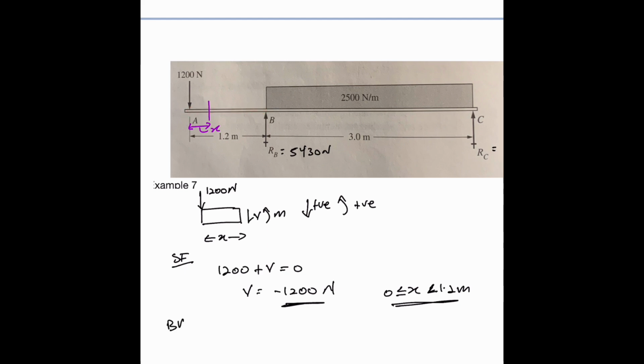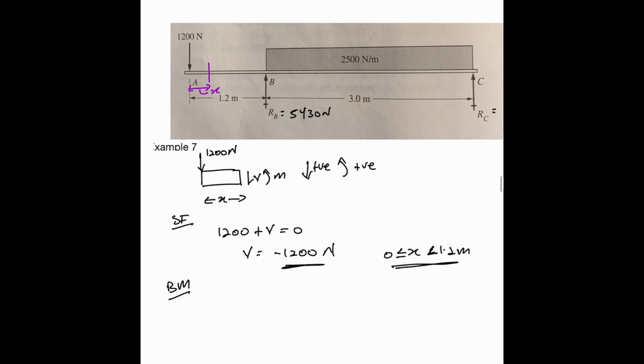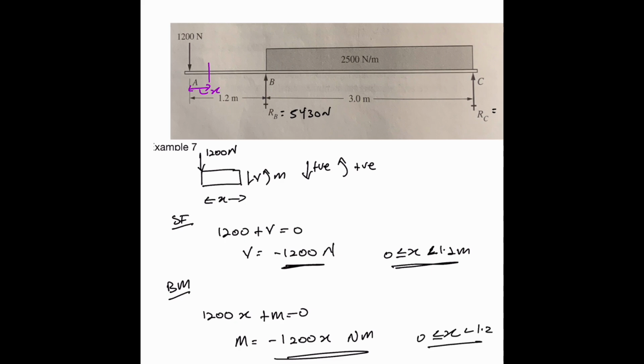For the bending moment, we're taking moments about the cut, and again everything will be in terms of x. So it will be 1200x plus M equal to 0, so M is equal to minus 1200x newton meters. And again, x is valid from 0 to 1.2. So that will be the bending moment equation between those two regions, between A and B.